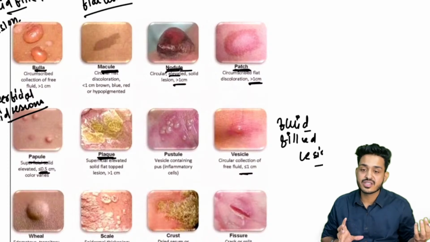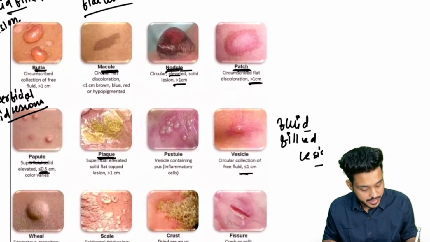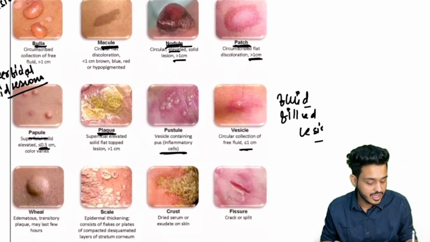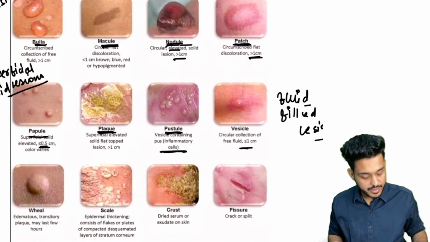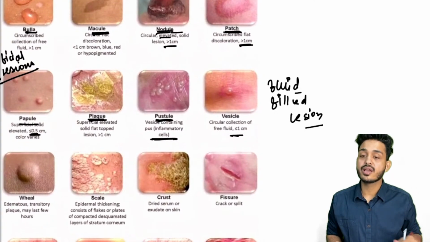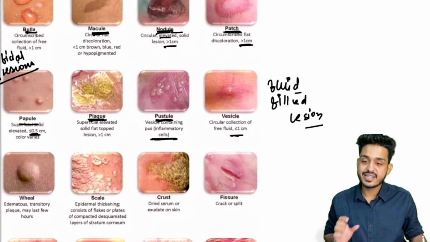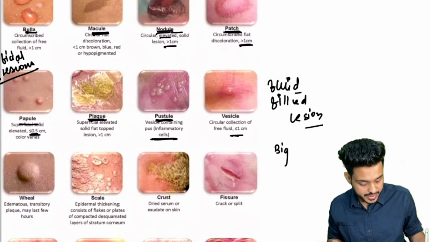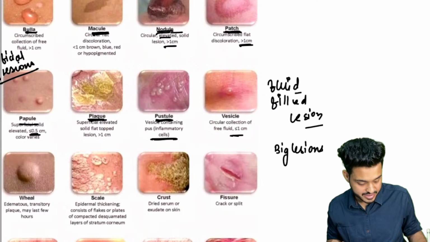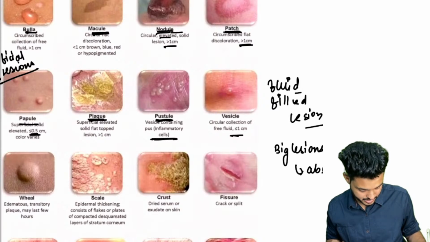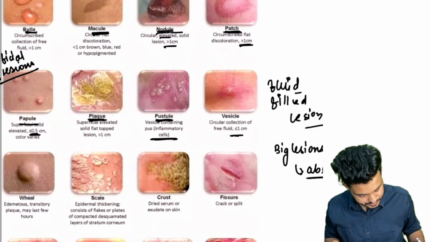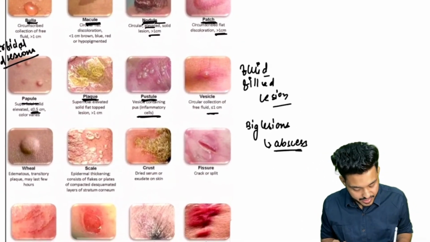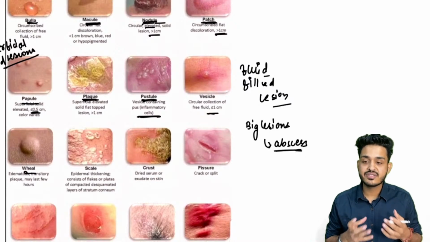And if such lesions have pus in them, अगर इनके अंदर pus होगा, if the vesicle has pus, then we call it pustule. And if the pus filled lesions are more than 1 centimeter or they are big, we call it abscess. क्या बोलेंगे उसको? Abscess. This one is your wheal. Wheal is a characteristic feature in which disease?